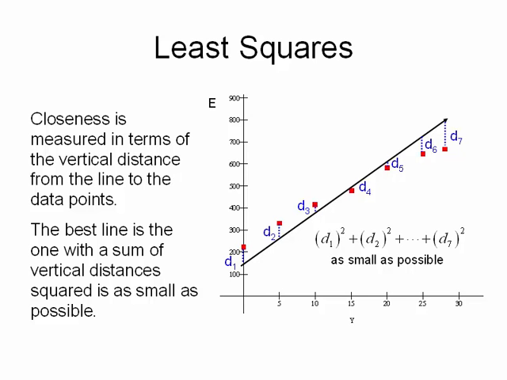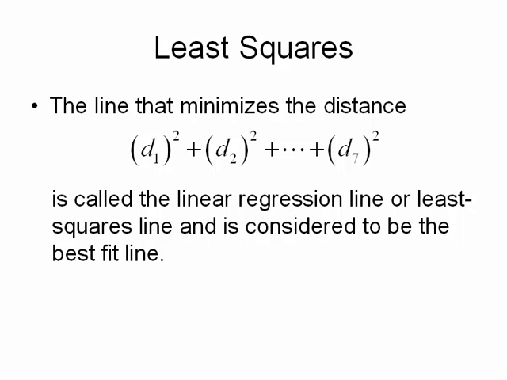So if I label each one of these vertical distances here, D1, D2, all the way up to D7, this particular line, when I take D1 squared and add it to D2 squared, all the way up to D7 squared, that's as small as it can possibly get on this particular line. So the line that minimizes the distance, D1 squared plus D2 squared all the way up to D7 squared, is called the linear regression line or the least squares line, and is considered to be the best fit line.